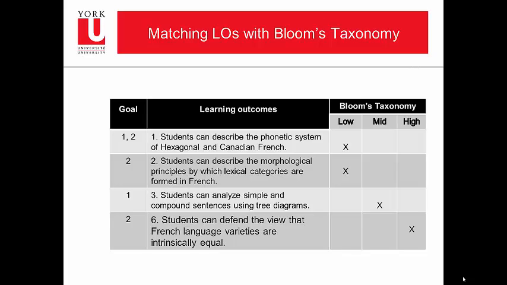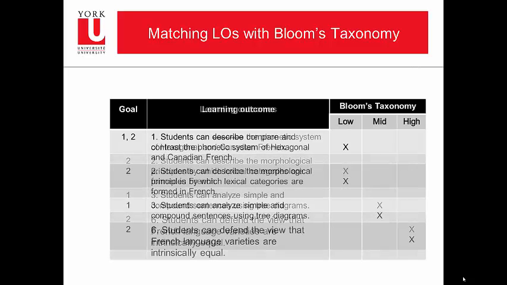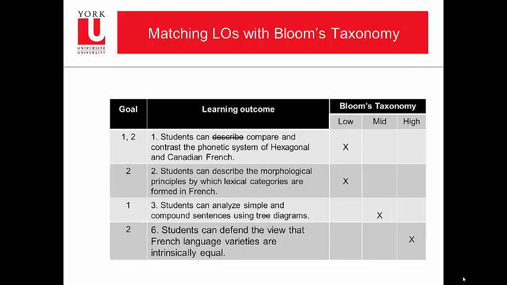This exercise helped me realize that some of my learning outcomes were setting low expectations, whereas my goal was to target mid and high levels of understanding. I had some at the low level. As a result, I changed, for example, the first learning outcome slightly from describe to compare and contrast. In other words, from a low to a mid level of understanding.